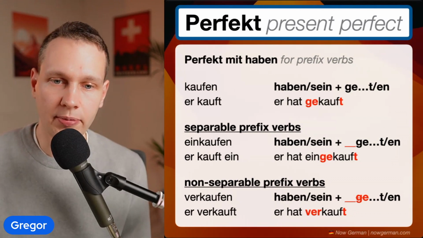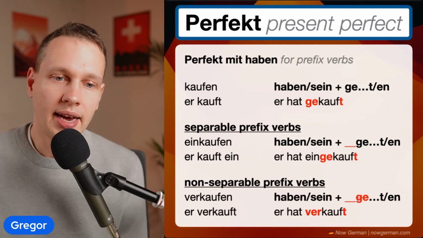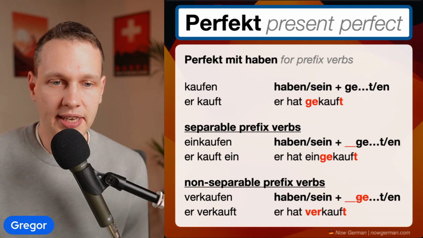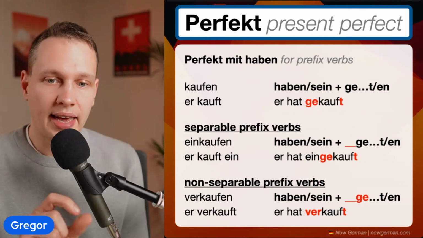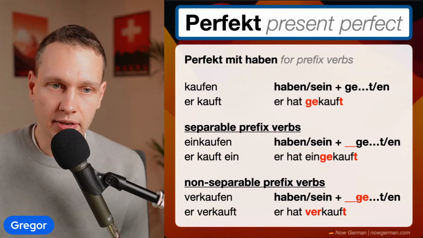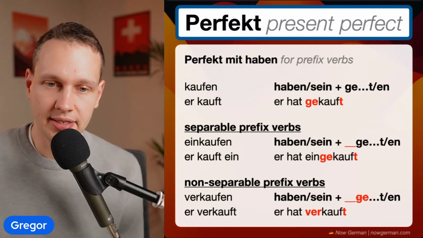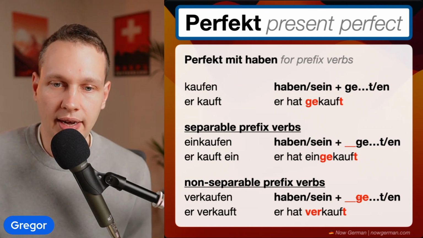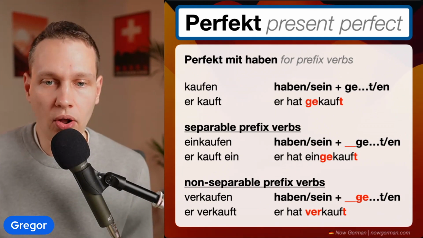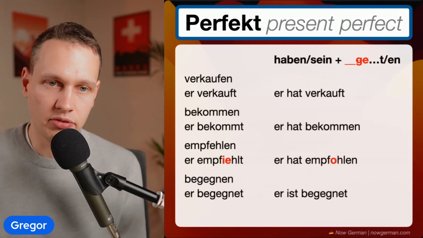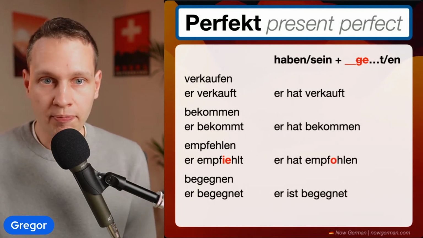And you need to be careful here because this looks exactly the same as the present tense actually. You see, verkauft and hat verkauft. This is not a mistake. The only difference here between present and perfect tense is the auxiliary verb. And that's how it is with all of these non-separable prefix verbs. So let's look at some more examples.